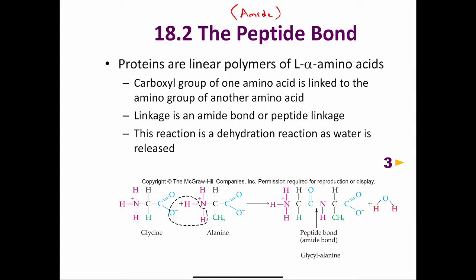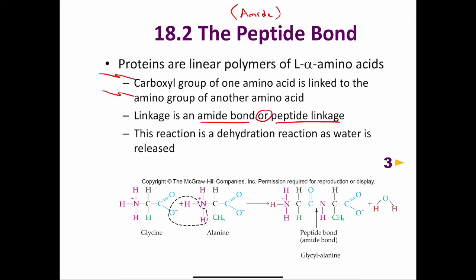So when the carboxyl group, that comes from a carboxylic acid, of one amino acid is linked to the amino group, that comes from an amine, of course, of another amino acid, what you're going to end up doing is losing water. When that carboxyl group reacts with the amino group, they come together, lose water, and form an amide bond, or the same thing, a peptide linkage. Again, when you have an amide bond between two amino acids, we call it a peptide bond or a peptide linkage. This reaction is a dehydration reaction as water is released.